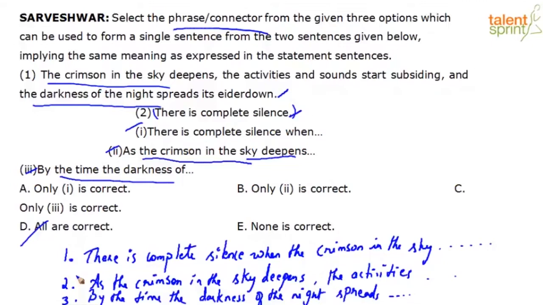The second option, as the crimson in the sky deepens, the activities and sound start subsiding, and the darkness of the night spreads its ether down. And in fact, like I said, for the second one, I will add by the time the darkness of.